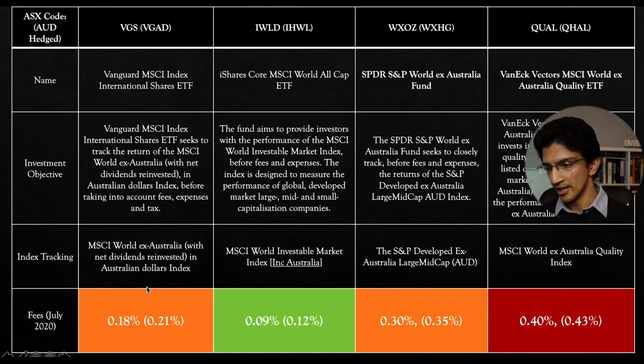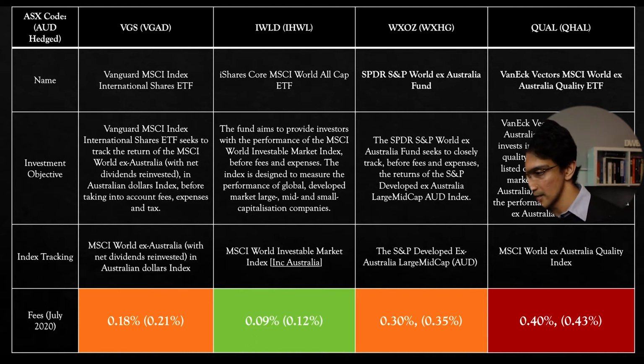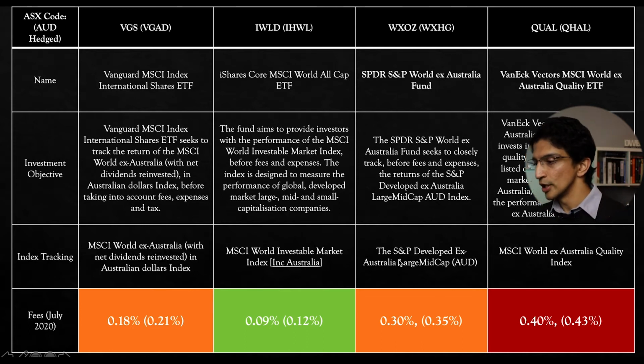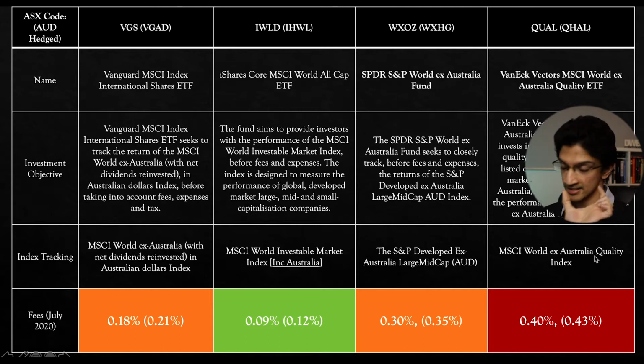For example, with Vanguard's one, this is MSCI's World excluding Australia. So if you look at the indexes, they're kind of the same, but they're a little bit different. You've got Vanguard, which has the MSCI World excluding Australia. Then you've got IWLD, which is the iShares product, which is the MSCI World Investable Market Index, and I've included in here, this does include Australia. Then you've got S&P's Developed Index, Large Mid Cap, which excludes Australia. Then you've got MSCI World excluding Australia, Quality Index. That's a key call out.